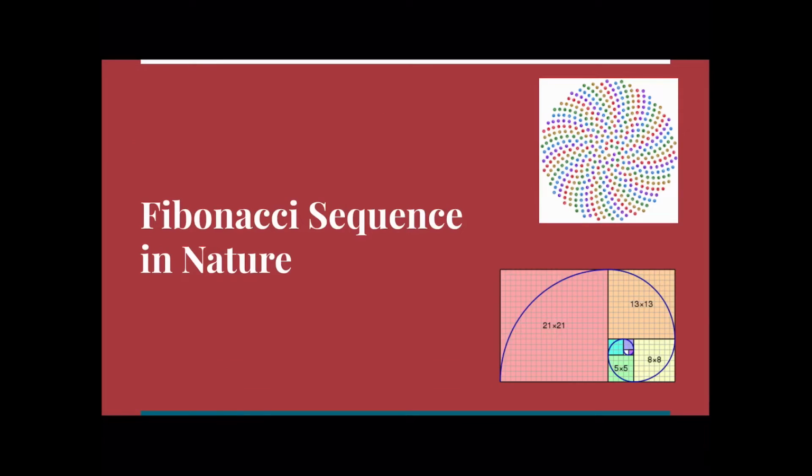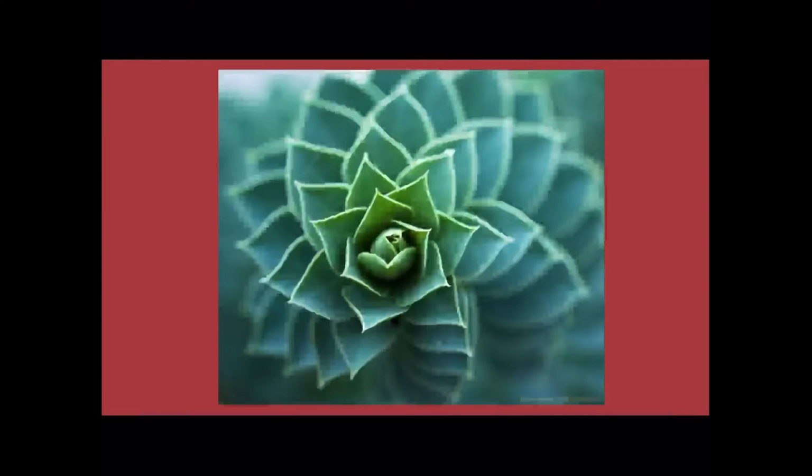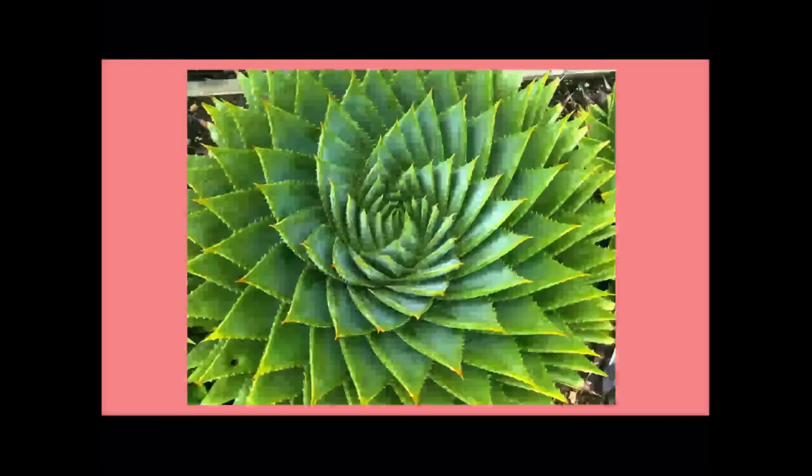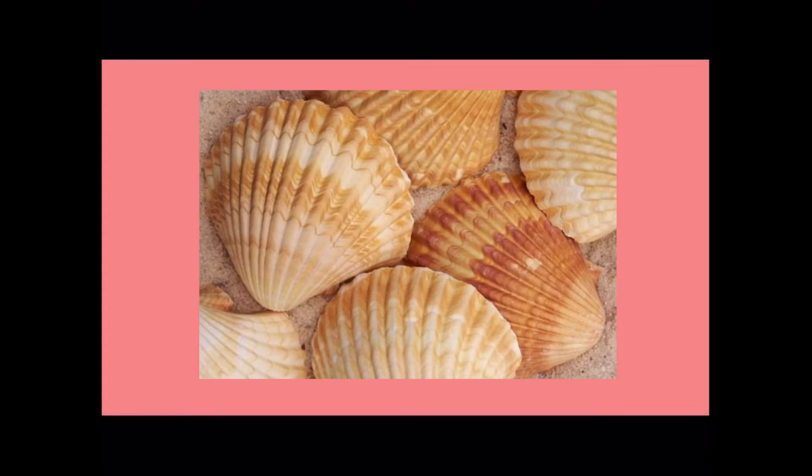So the Fibonacci sequence is found in nature, and there's a whole mathematical equation to it, but without going into that, I just want to share some examples of some plants where we can see that Fibonacci sequence. Now, we see other patterns as well in nature, so here are also some examples of those.